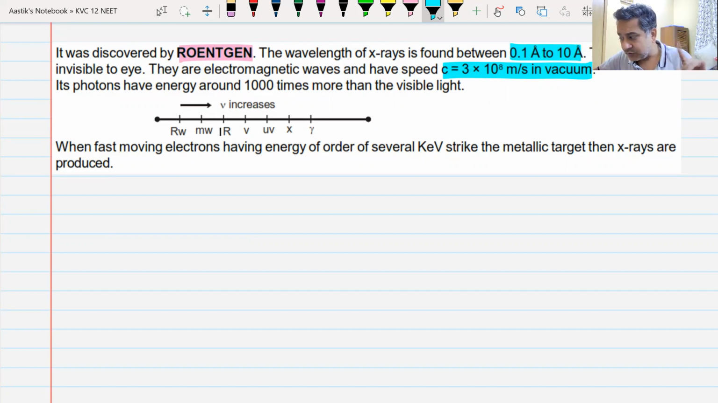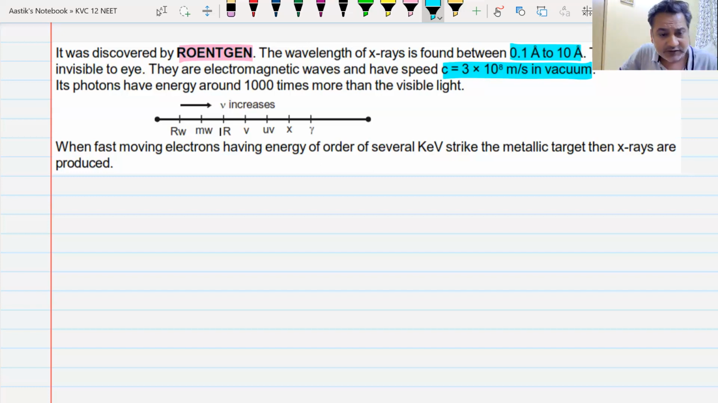Yes, sir. You just note down these points about X-rays. Discovered by Roentgen, what is the wavelength? Electromagnetic waves, they move with the speed of light. I will give you more properties of X-rays because these are the properties that will come. But first, let us do the other things.